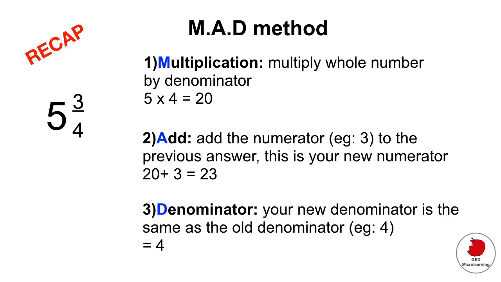And then D stands for denominator. Your new denominator is going to be the same as the old denominator, so you don't have to change anything. In this case, your denominator is going to be 4. So now you have that your numerator is 23 and your denominator is 4.